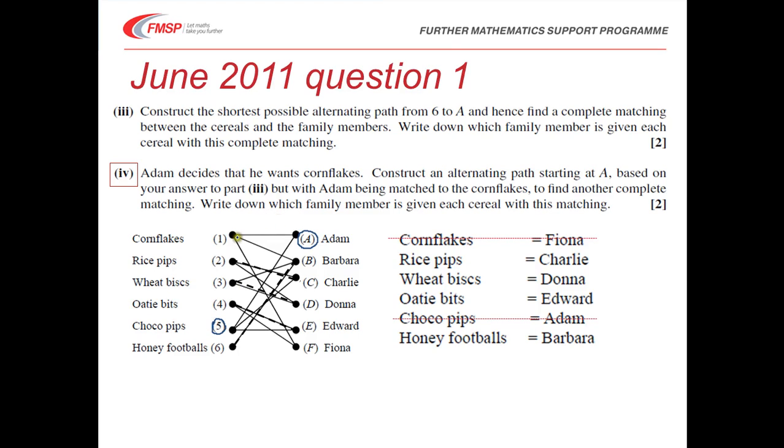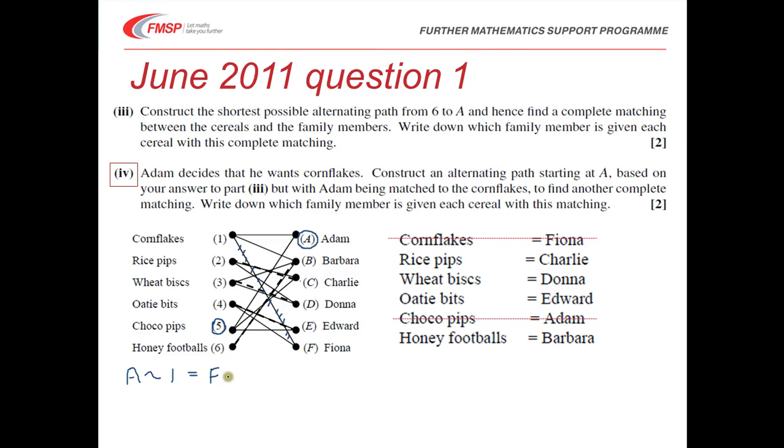But we know that Adam is having cornflakes, so we're going to go along an unmatched edge, but it has to be one with cornflakes. So we'll have Adam going to cornflakes, which is 1, and then we will want to go from cornflakes to Fiona. Now Fiona was on that initial matching, so perhaps that might be better if that was put in. She was in the initial matching, but she's now not going to have it.